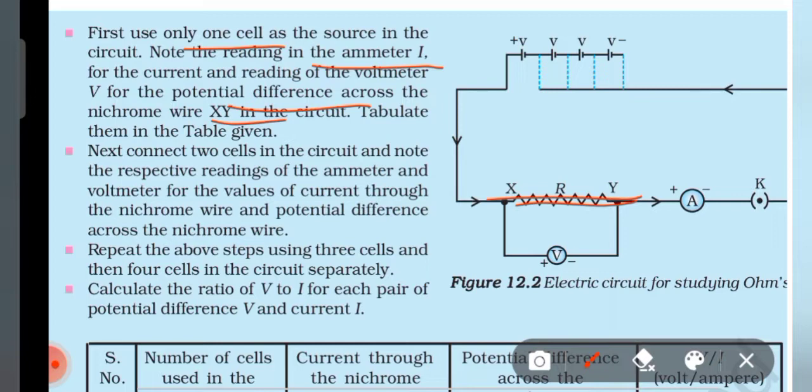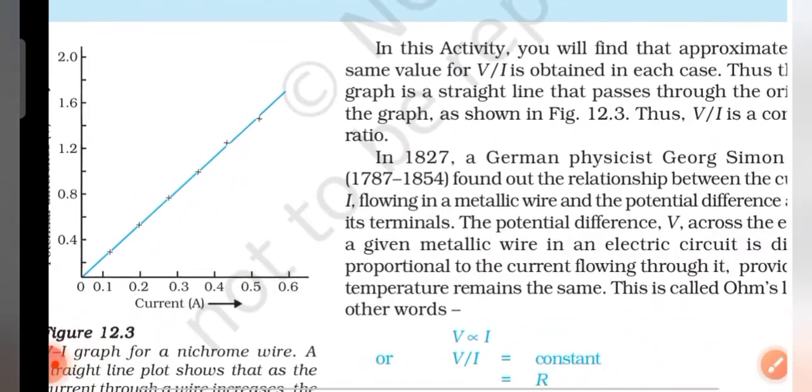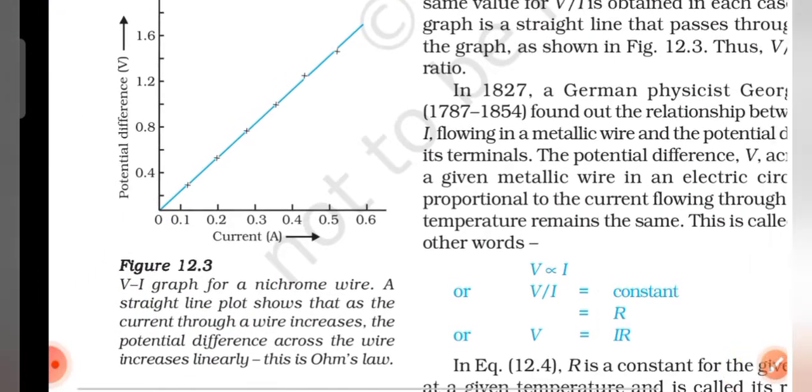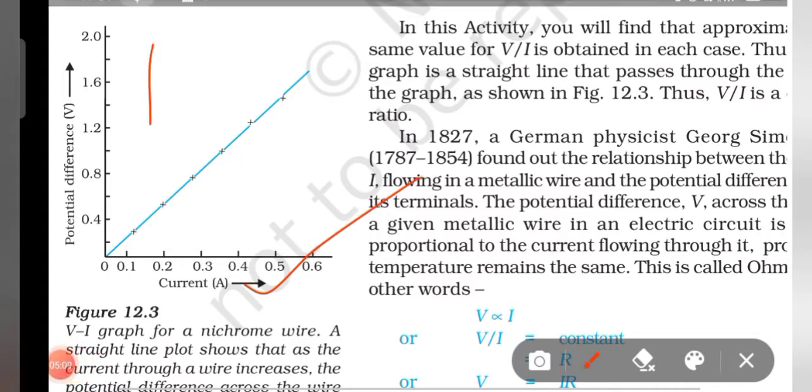Then record the readings of the ammeter and voltmeter. You have to take at least 6 sets of readings by adjusting the rheostat gradually. After doing this, you have to plot a VI graph like this one, along the x-axis and y-axis respectively.